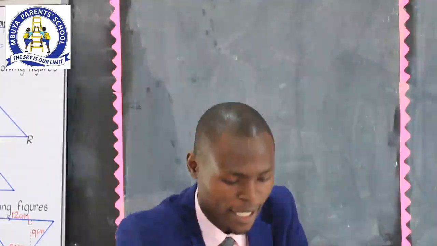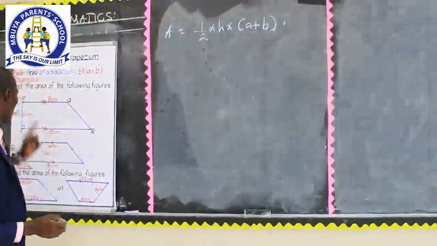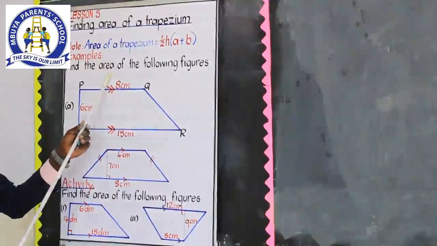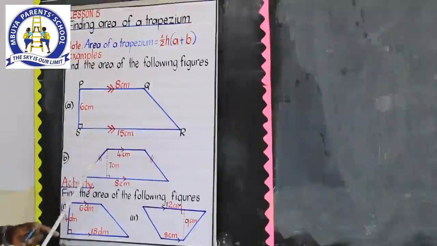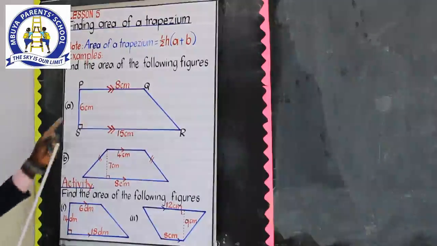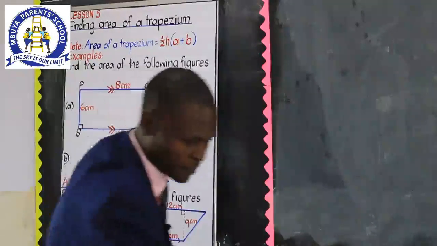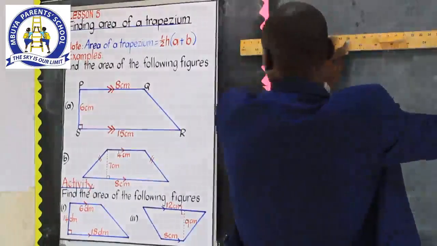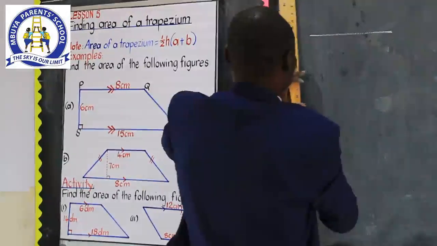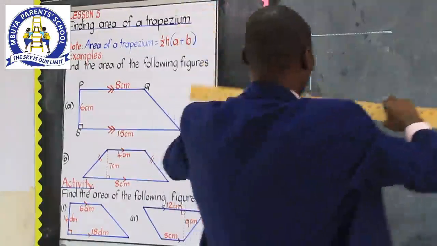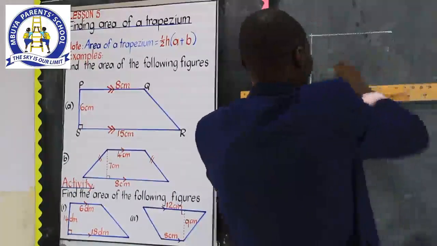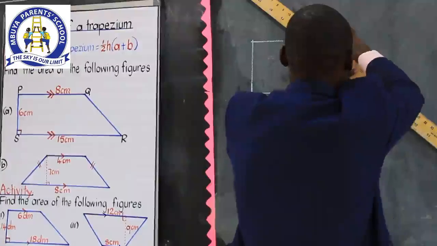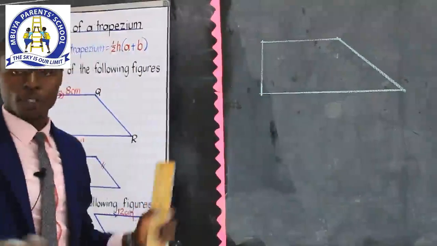I'm going to apply it in this first example. Here comes our first example. I want us to read together. Find the area of the following figures. The figures are basically 2. Let's begin with the first one, which is our part A. I love it when I redraw it. Class, hope you are with me. You can as well get a book and start moving with the teacher. I love it when we all move as a team.